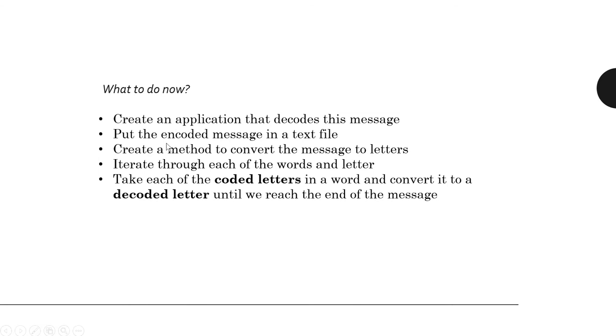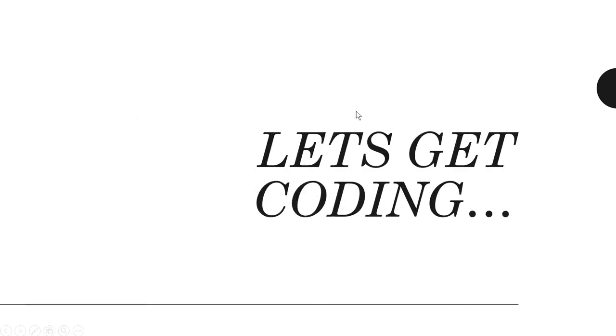So what do we do now? The first thing we need to do is create an application that decodes this message. So we need to put the encoded message in a text file. From there, we need to create a method to convert the message to letters. Inside that method, we need to iterate through each one of the words as well as the letters. We then need to take the coded letters, or the numbers, in a word and convert it to a decoded letter until we reach the end of the message. So, without further ado, let's jump right into the code.